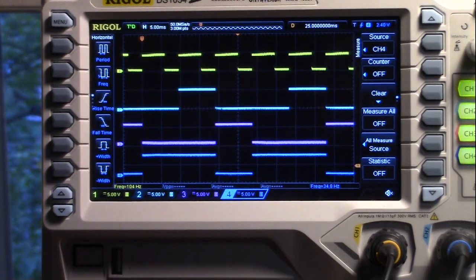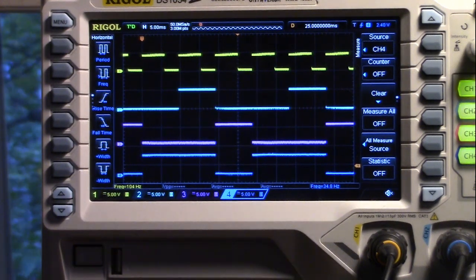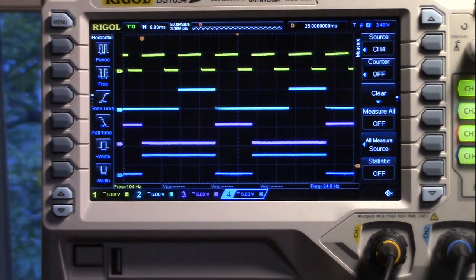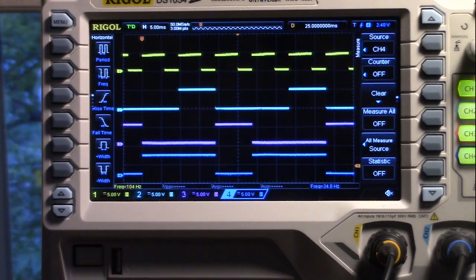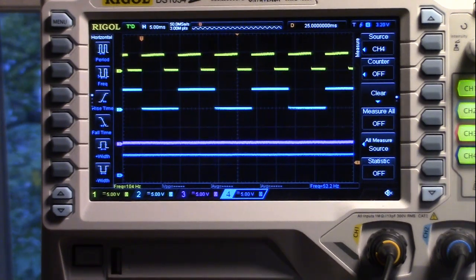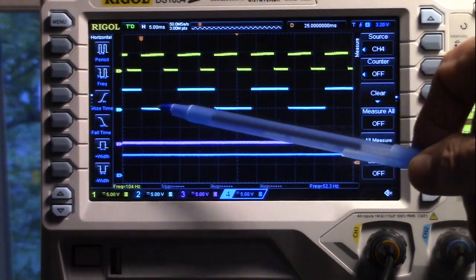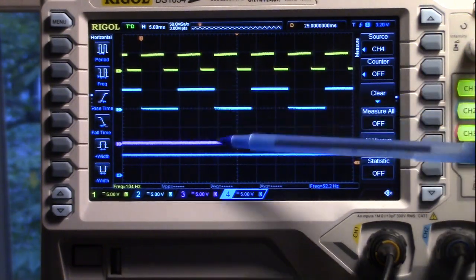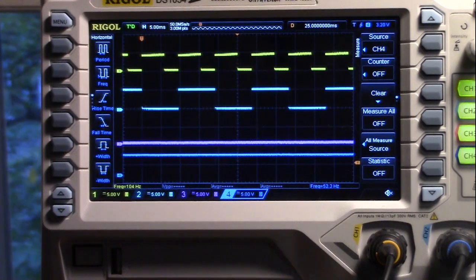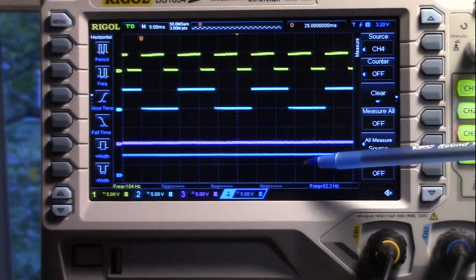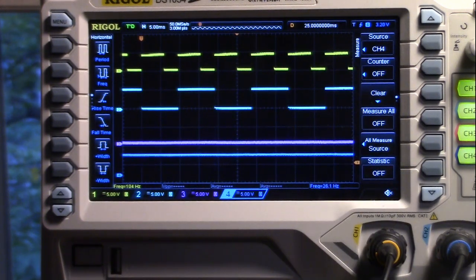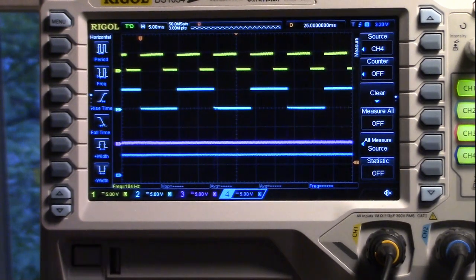Now, the question is, what happens if I replace the 74HC163 with a 74HC161? Okay, so we've now replaced the part with an asynchronous clear, and notice that we count 0, 0, 0, 1, back to 0, 0. That doesn't make any sense. QB seems to always be low, and its inversion on channel 4 is always high. What is going on here?